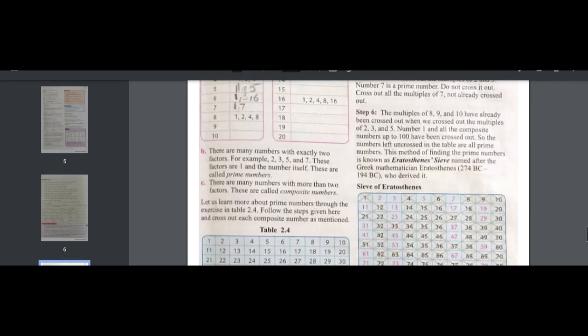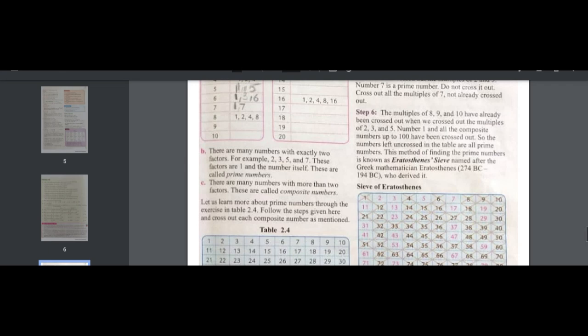And the numbers that have more than two factors are composite. Now in table 2.4, let us learn more about prime numbers through the exercise. Follow the steps given here and cross out each composite number as mentioned. So we have done the definition of prime and composite numbers. Prime numbers are those numbers.